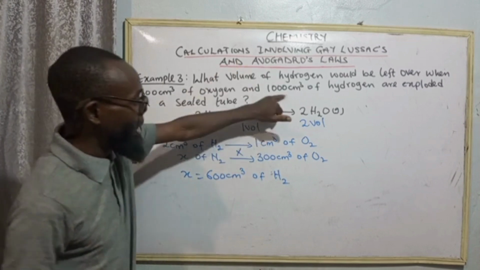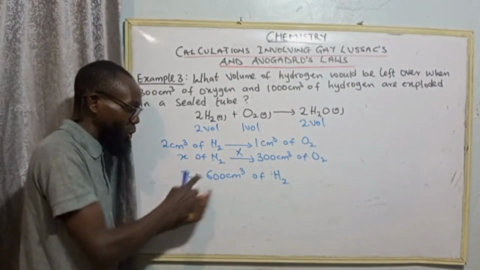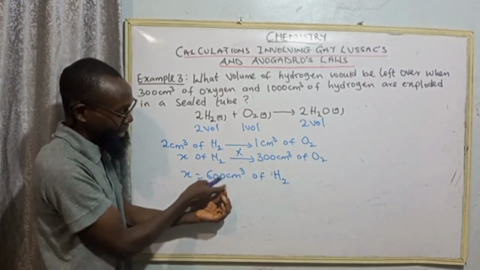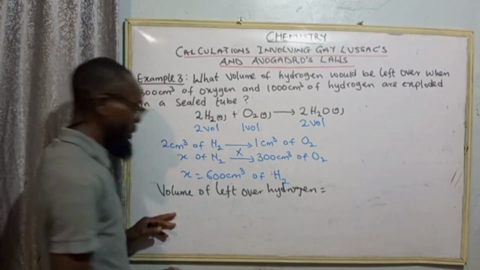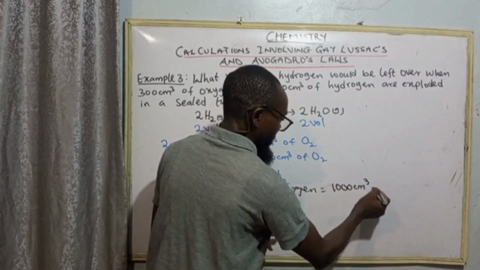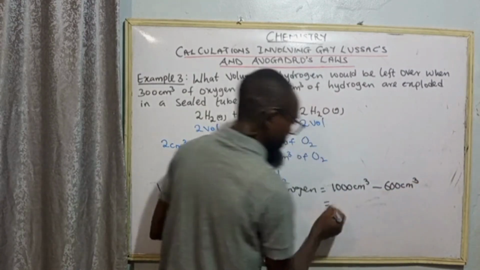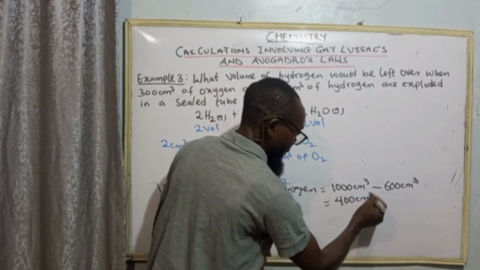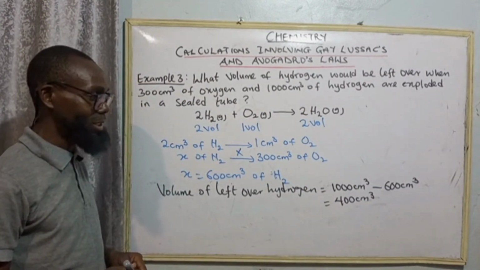From this question, we have 1000 cm³ of hydrogen. But when the reaction occurs, we can see that only 600 cm³ had reacted. Definitely, we have to take away 600 from 1000 to get the leftover hydrogen. Volume of leftover hydrogen will be equal to 1000 cm³ minus 600 cm³. So this is going to give 400 cm³. So the volume of the leftover hydrogen is 400 cm³.